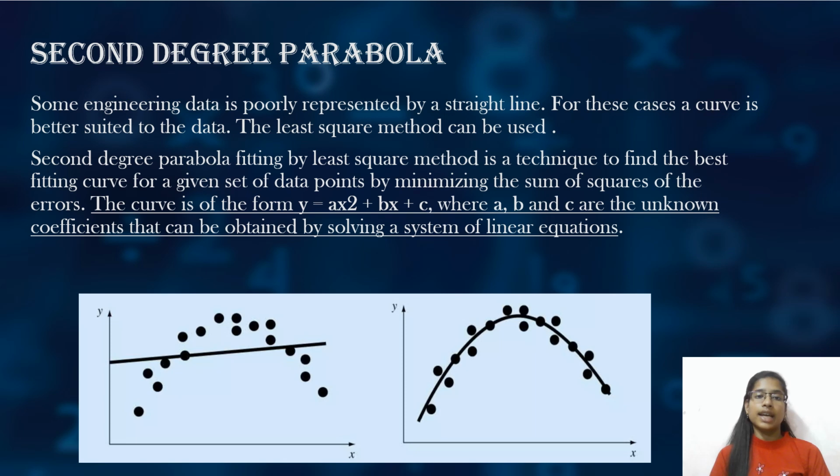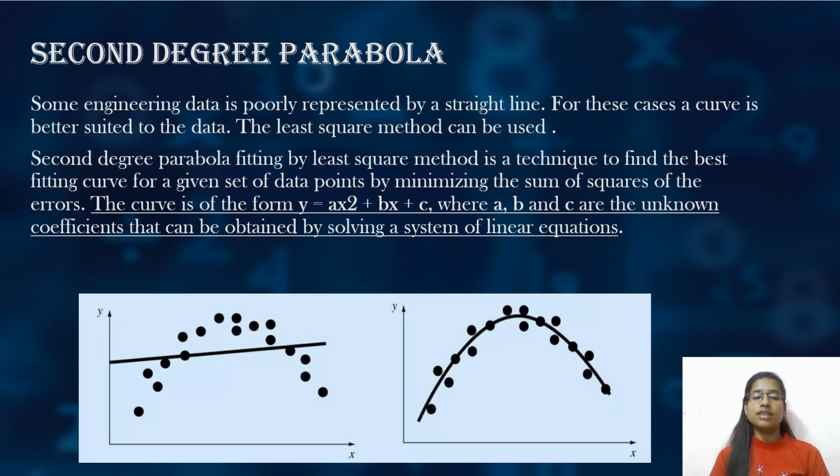The next is second degree parabola. In some engineering data, it cannot be represented in a straight line. So in these cases, a curve is better suited to the data. The least square method can be used. So the second degree parabola, by fitting least square method, is a technique to find the best fitting curve for a data set of data points by minimizing the sum of squares of the errors.